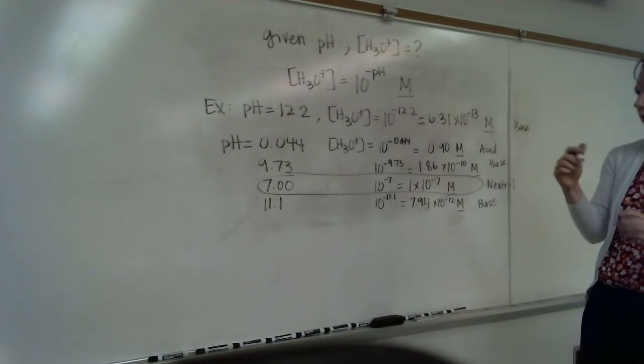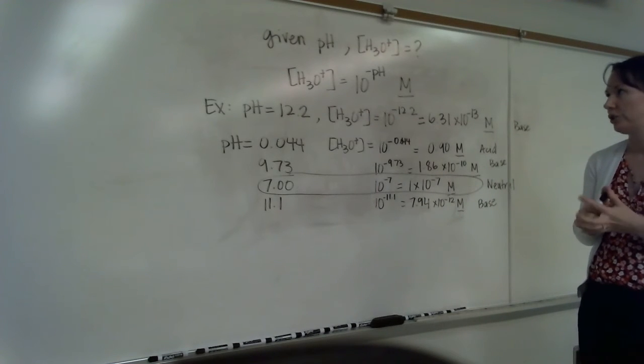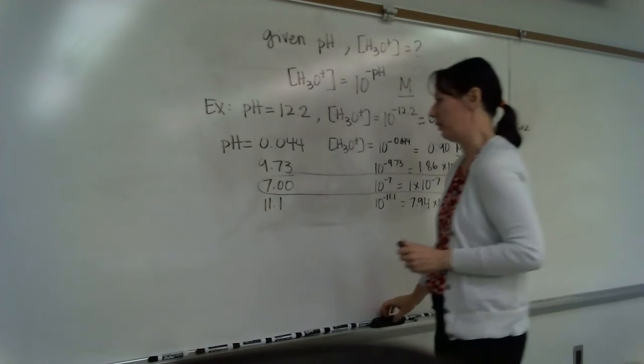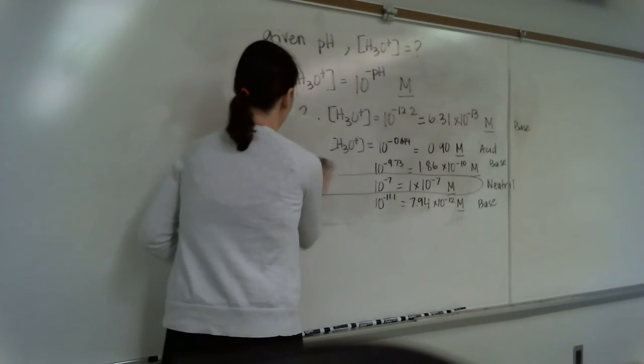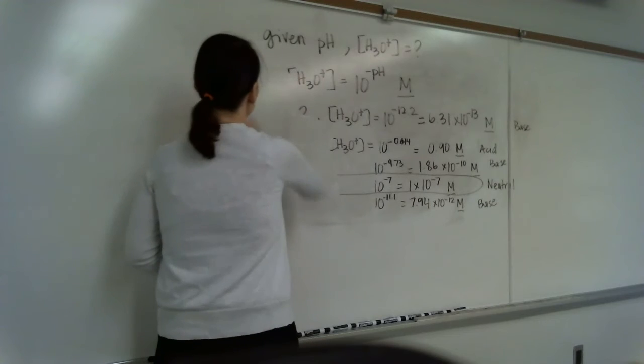Now let's go the other direction. We know pH. There's another P scale, it's not a pH scale, it's just a P scale. It's called pOH.